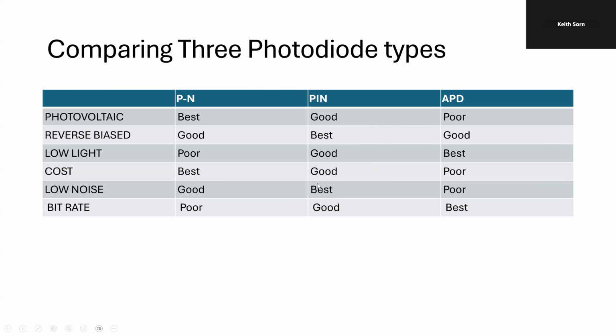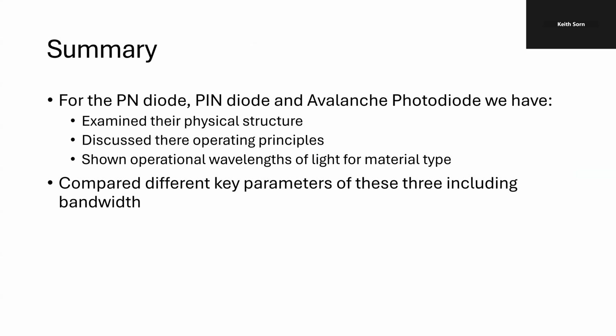PIN, on the other hand, is best if you want a low noise detector, but it's not as fast as the APD. Finally, if you want low cost or you want a solar energy device, the best is going to be the PN photodiode.